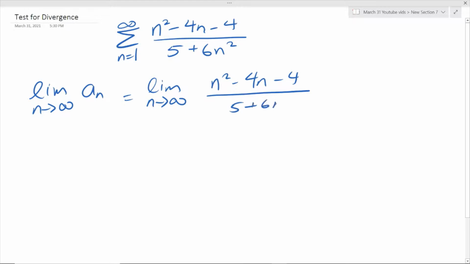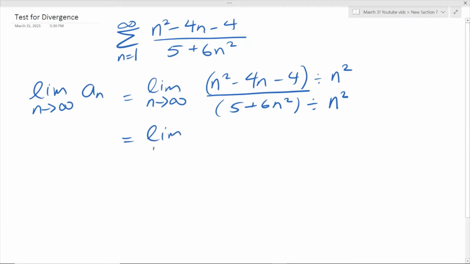And then we're going to have to evaluate this limit, and to do that, a very simple trick I like to use is to divide the top and bottom by the same number, right? So like we're simplifying fractions. So we're dividing by n squared, okay? This is the highest power here, see 6n squared and n squared, so we're going to do that.